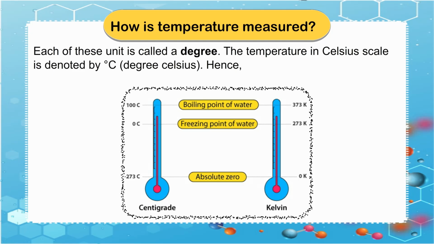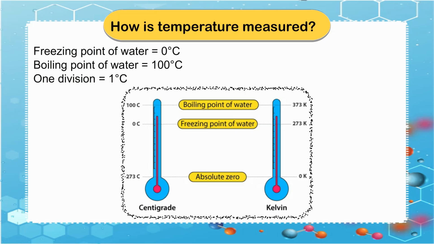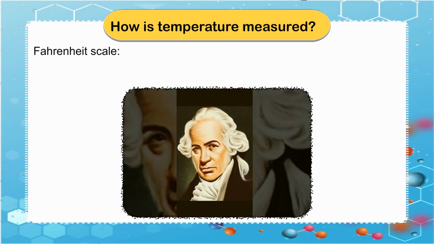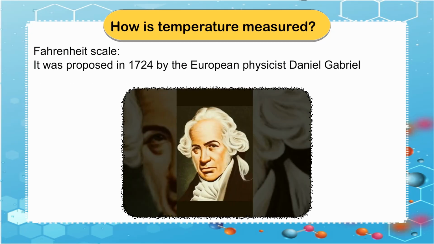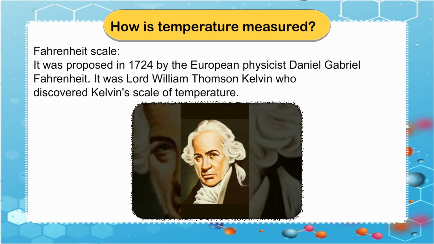Hence, freezing point of water is equal to 0 degrees Celsius. Boiling point of water is equal to 100 degrees Celsius. One division is equal to 1 degree Celsius. Fahrenheit scale. It was proposed in 1724 by the European physicist Daniel Gabriel Fahrenheit. It was Lord William Thomson Kelvin who discovered Kelvin's scale of temperature.